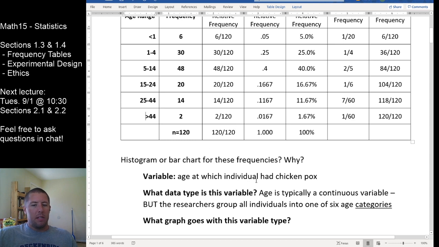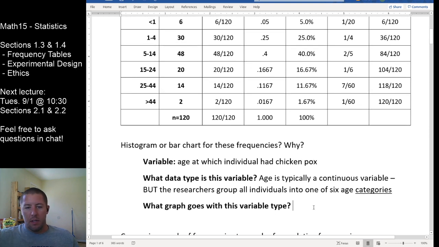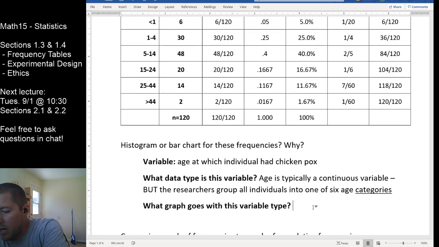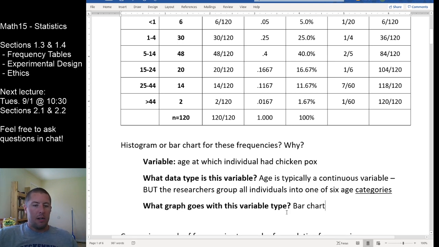So these are my arguments as to why I say that these should be categorically considered ages, and categorical data should end up being represented in a bar chart, which does have gaps between our bars, versus a histogram, which does not have gaps between our bars. So what graph goes with this? We're going to go ahead and make a bar chart here. And again, our two arguments for why bar chart are, one, the data is categorical.